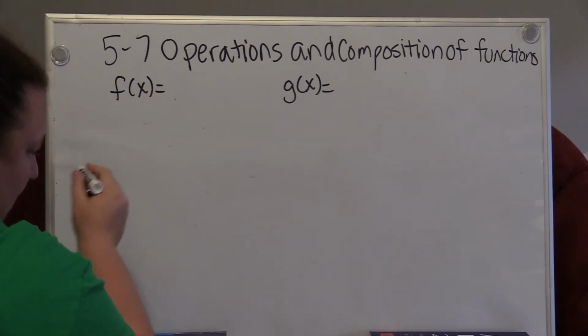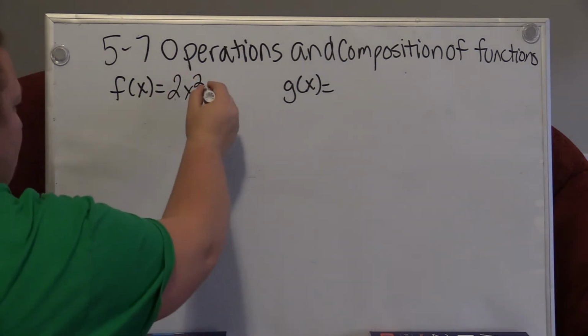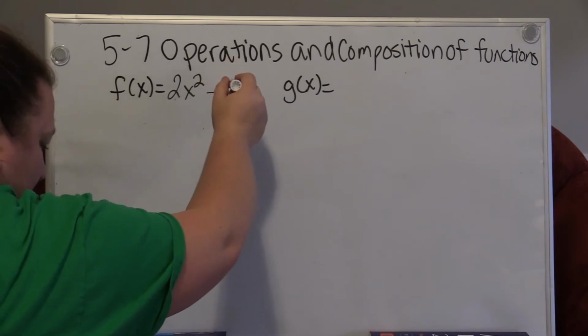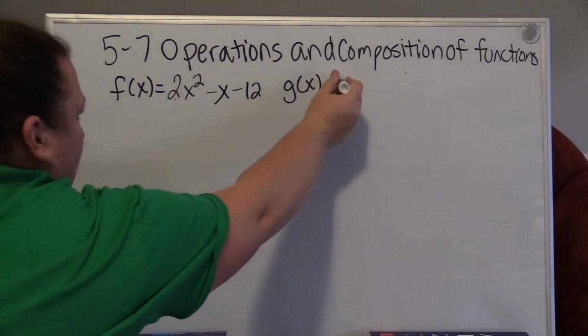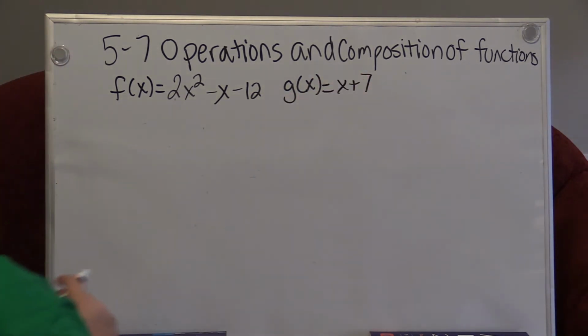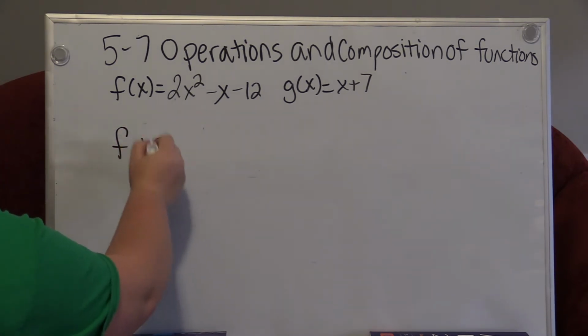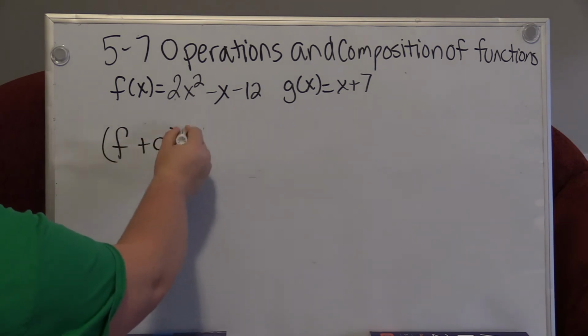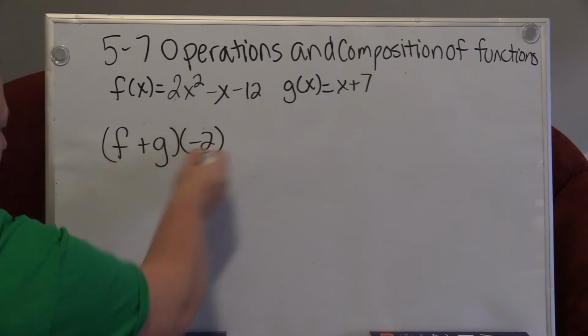And I have 2x squared. And these are just defining different functions. Minus x, minus 12, and I get x plus 7. The first thing we're going to do is to find f plus g, and instead of x, we're going to find it of negative 2.